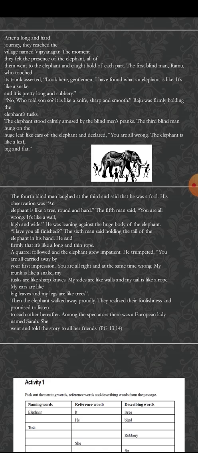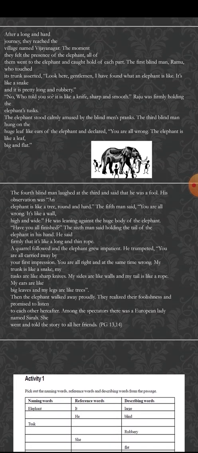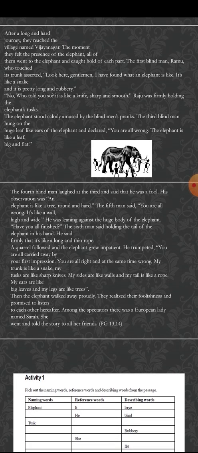Now the fourth blind man laughed at the third and said that he was a fool. His observation was, "An elephant is like a tree, round and hard." So the fourth blind man called the third man a fool, and then he said the elephant is like a tree. So what did he hold? He held the legs of the elephant. "You are wrong." And the fifth man, holding the body of the elephant, said that the elephant is like a wall, high and wide. He was leaning against the huge body of the elephant.